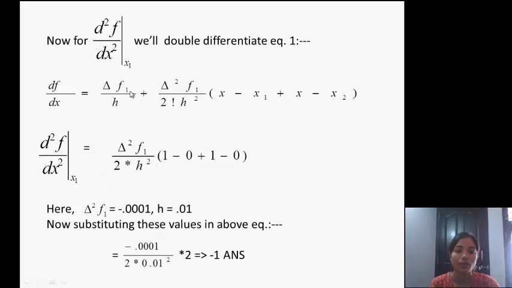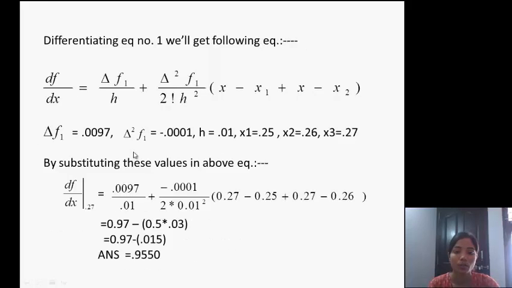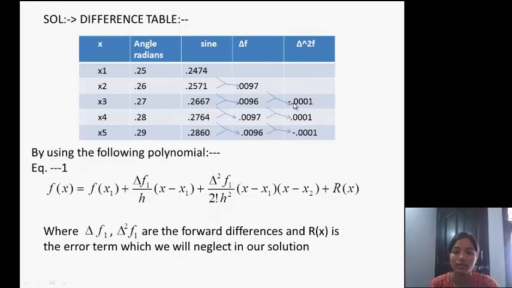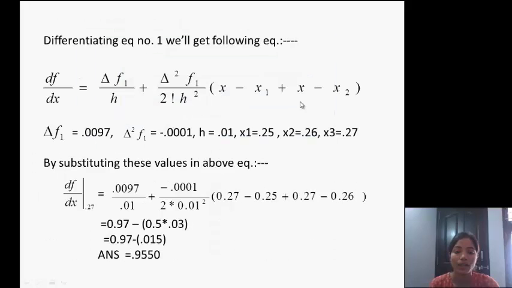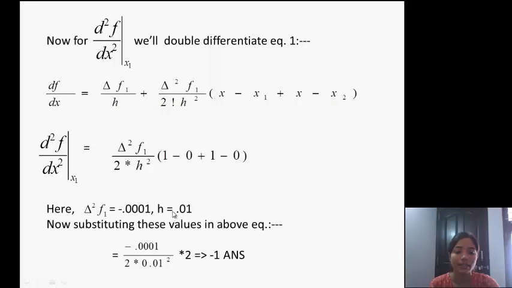Now for d2f/dx2 at x1, we have to double differentiate equation 1. So here is the double differentiation of equation 1. In this equation, del square f1 is from our difference table, this is del square f1, and again h is the difference between our intervals, that is 0.01. Now substituting these values in the above equation, we have our answer -1 for d2f/dx2 at x1.